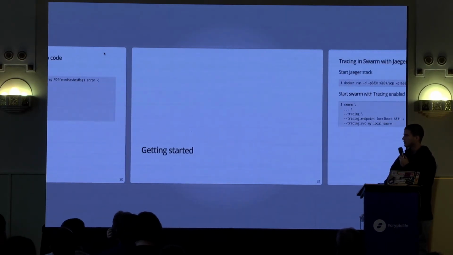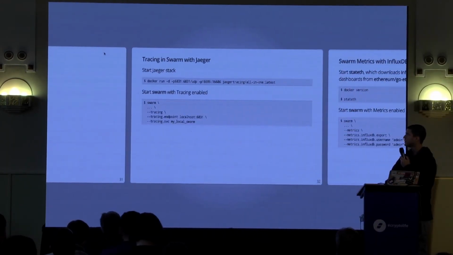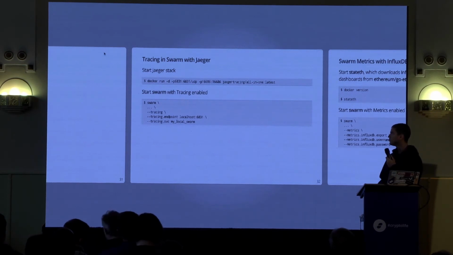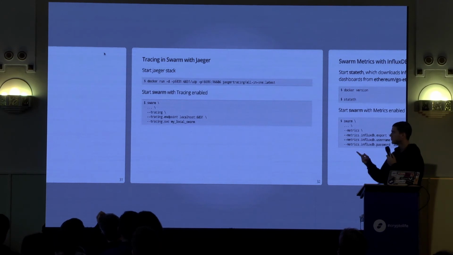So how do you use all that if you're a developer and you want to develop on Swarm? The simplest way to do the tracing is to run the so-called aggregator. With OpenTracing you can run, for example, Jaeger or any other, like Zipkin. With this simple Docker command, you can start it on your local machine, and then you just have to start Swarm with tracing enabled. That's the tracing flag. You need to give the endpoint, which in this case is localhost and port 6831, and you also have to give your node a name, in this case my local swarm.